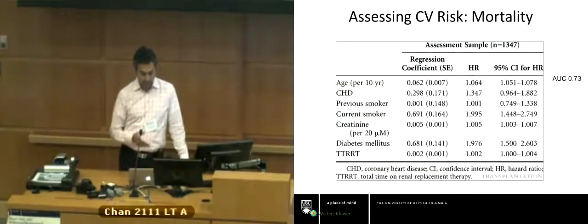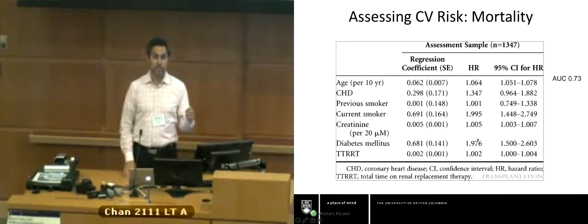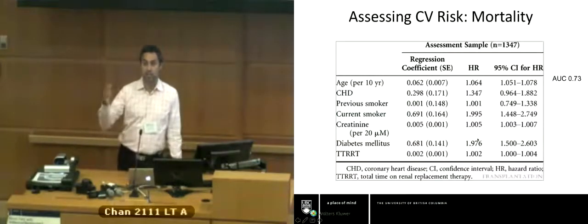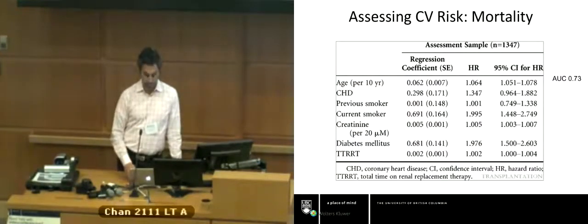When they looked at mortality, then we're back to the same kind of variables, minus 1. So predicting death will be age, presence of coronary disease, previous smoking, or current smoker is even a higher risk of dying, higher creatinine, presence of diabetes, but also total time on renal replacement therapy. So this issue of the time you are on dialysis keeps coming back as being a predictor of worse outcomes in the future.